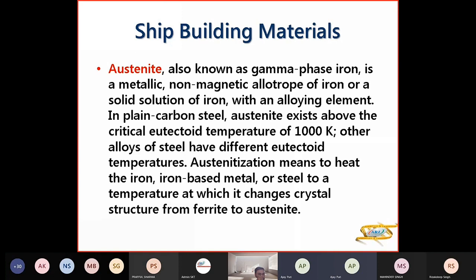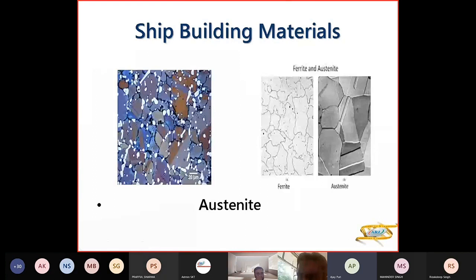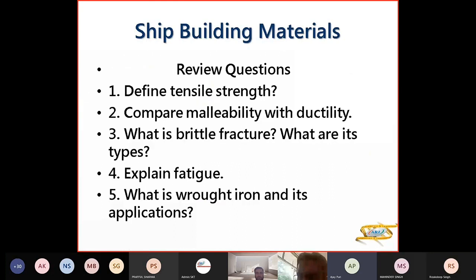So austenization means to heat the iron or iron-based metal or steel to a temperature where it changes the crystal structure from ferrite to austenite. So here you are heating to a phase where it changes from ferrite to austenite. Ferrite is magnetic, austenite is non-magnetic. So we've done brittle fracture, malleability, tensile strength, fatigue, wrought iron, cast iron, all the features we've done.